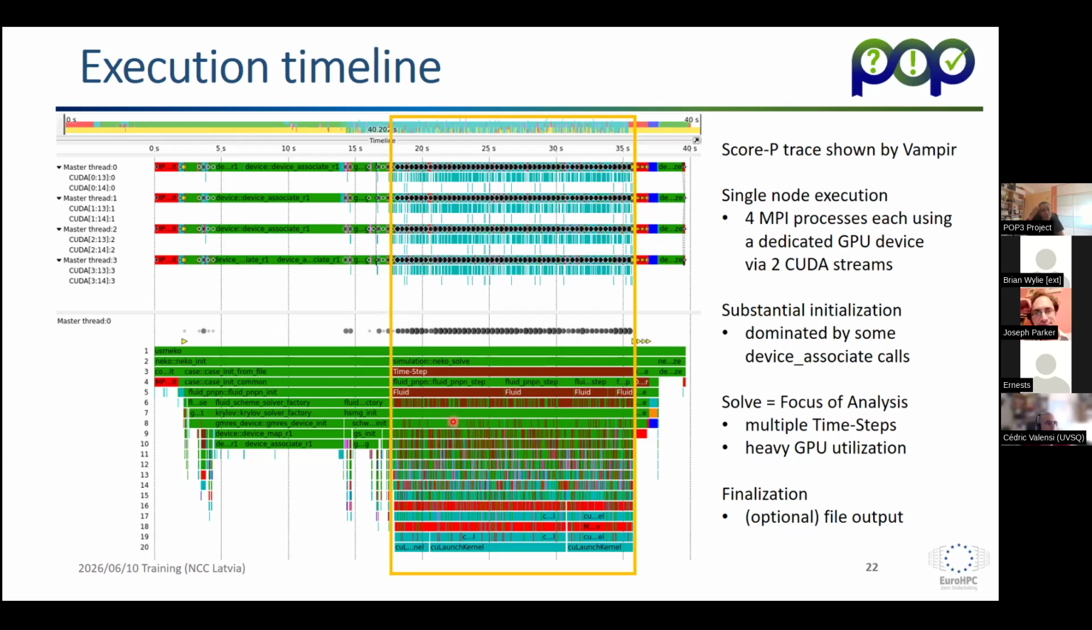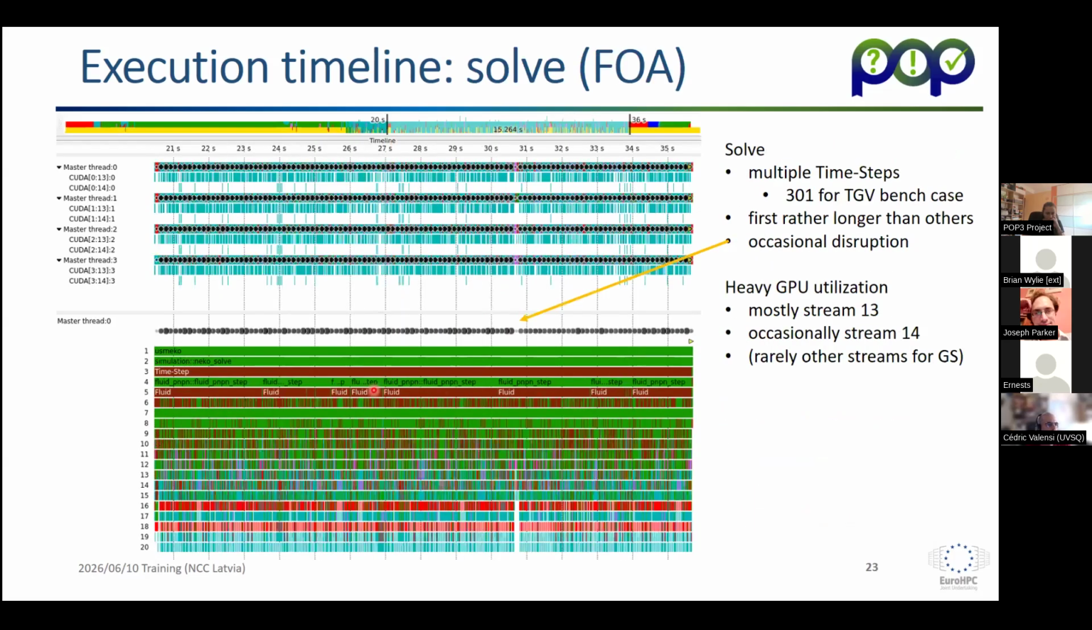The graph at the bottom is showing the functions that are being executed. We could show a similar one which would give you a breakdown of which GPU kernels were executed. But here, the main thing to note is that we've selected the time step loop. We can zoom in just to focus on that. Here, we're seeing in a little bit more detail just the 301 time steps.